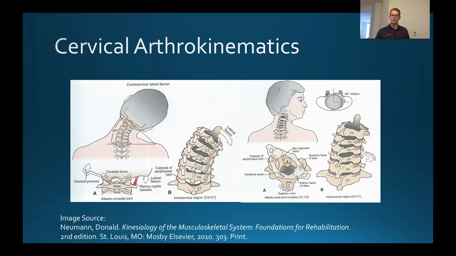A quick question example for everybody then. What's happening with left cervical side bending at the facet joint level? So is the left side opening or closing? And is the right side opening or closing? So with left side bending, the left side is going to be closing down and the right side is going to be opening up. That's essentially extension on the left side, flexion or opening up on the right side.